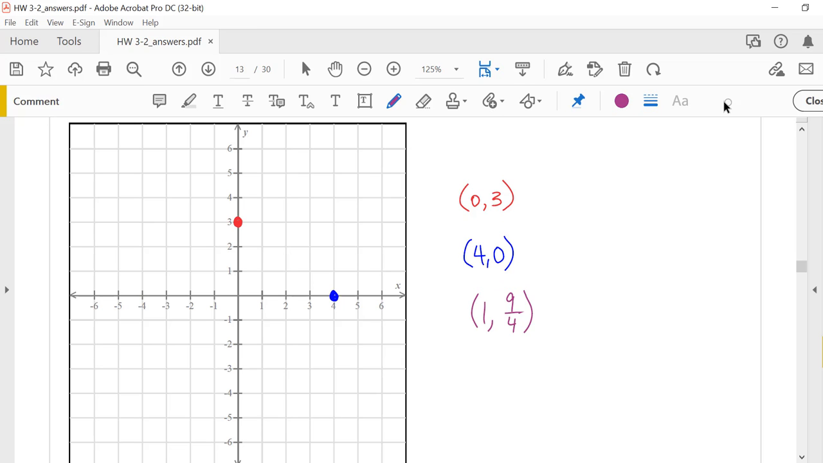My third point is 1 comma 9/4. I'm going to go right 1. Then I'm going to go up 2 1/4. Remember that 9/4 was 2.25? My third point is right there. My line that connects those 3 points, or goes through those 3 points, I should say, is right there.